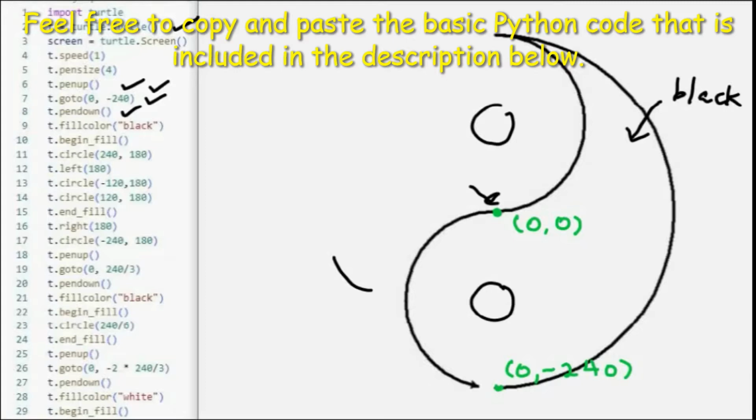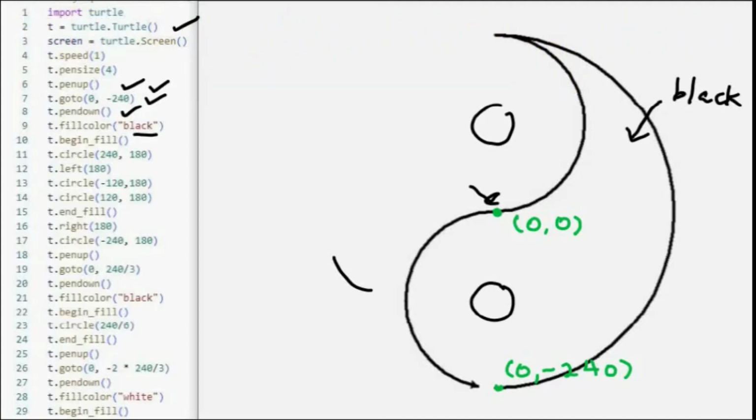The portion on the right side of the symbol is actually black. So I have to specify first. I have to start from number 9 up to 15. Okay, after specifying black here, I have to begin the fill procedure, number 10. And then I have to draw the arc, the big arc on the right side of the symbol.